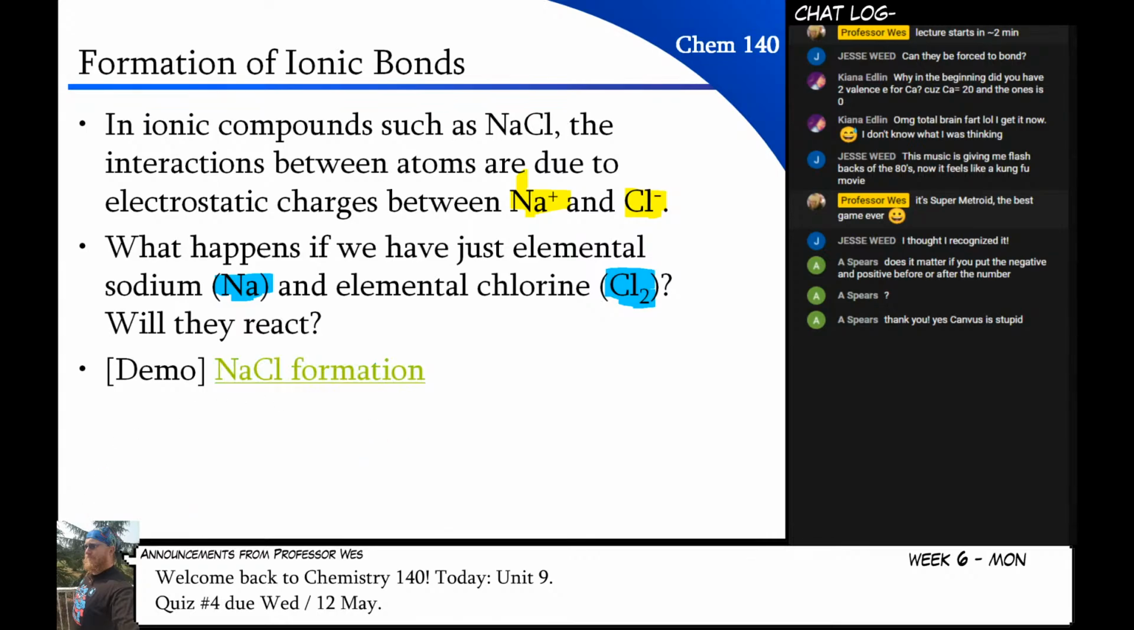Let's show the formation of sodium chloride in the laboratory.